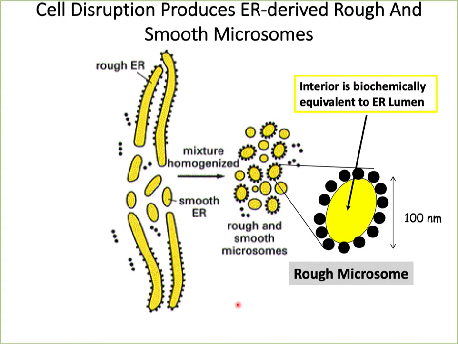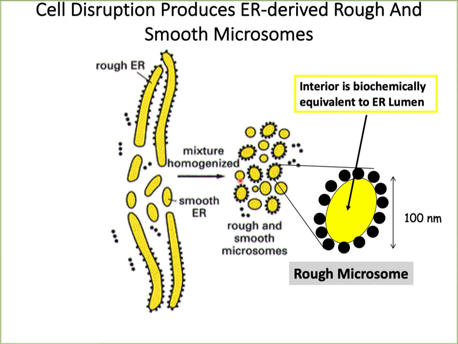What is really advantageous for the cell biologist, if they want to study the ER, is that when you homogenize a cell, the membrane of the ER becomes disrupted, but it reseals to form small vesicles which are known as microsomes. They are authentic miniature versions of the ER and function exactly like the ER. So the interior is biochemically equivalent to the ER.